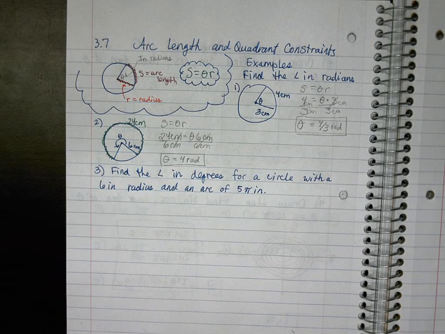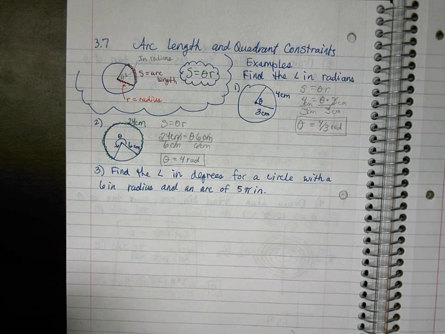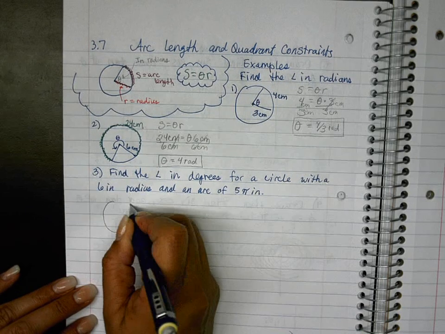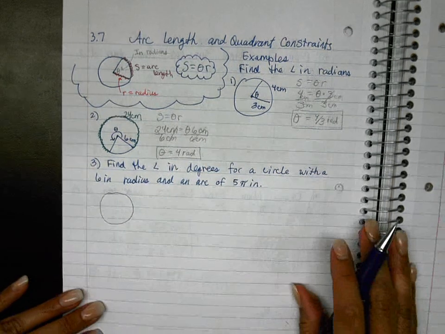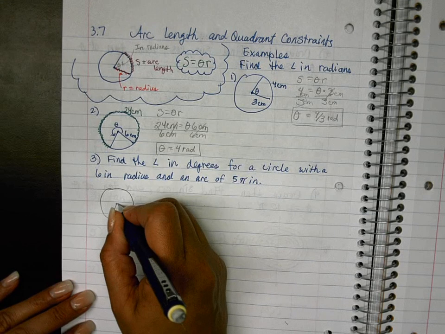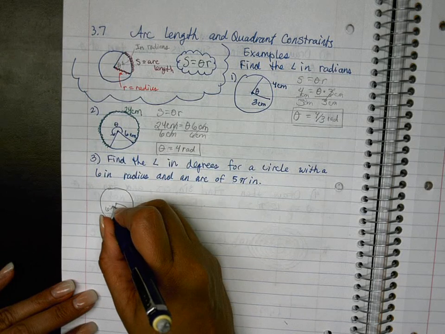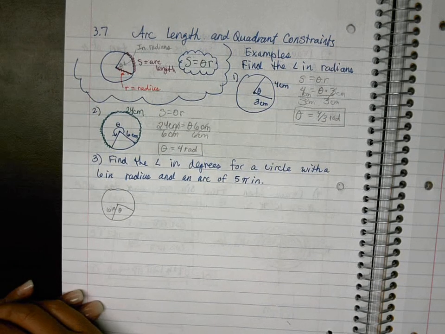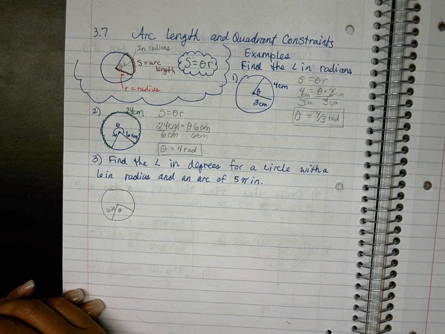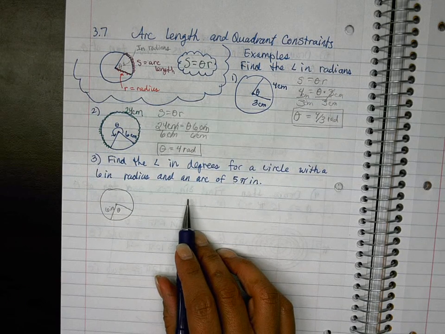Okay, so we're still looking for an angle, like we were up there. They didn't draw a picture for us, and it's not necessary to draw a picture, but I'm going to, because we were given a picture on all the other ones. But I will show you how to do it without the picture as well for those of you that are not visual learners. 6 inches for the radius, theta, and 5 pi inches for the arc.